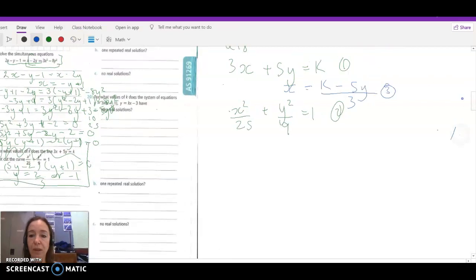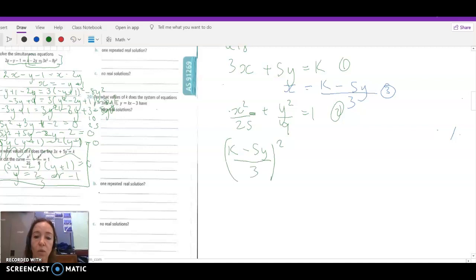Now I'm going to substitute my new little equation into 2. So wherever I see an x, I'm going to put this whole thing. So I'm going to have k minus 5y over 3 all squared over 25 plus y squared over 9 equals 1.